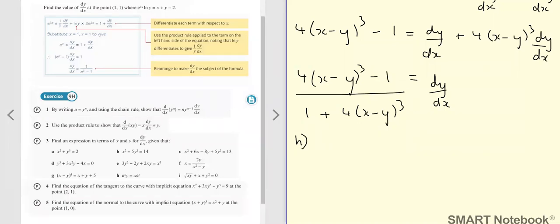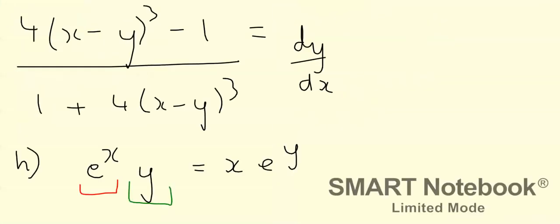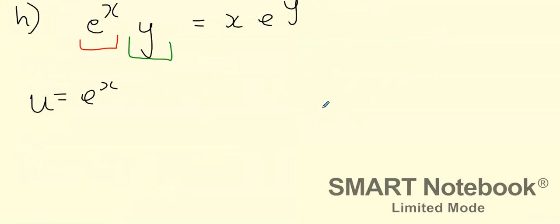Right, hopefully you recognize that both sides need the product rule. And it looks a bit messy. So e to the xy equals x e to the y. Right, okay, so on the left-hand side, we have got a product of e to the x and y. That should not be too difficult. So u equals e to the x and v equals y.